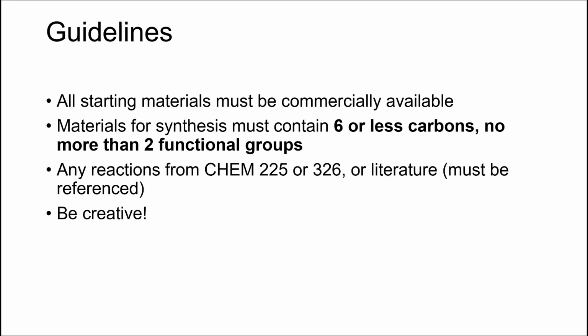The materials that you use for your synthesis must have 6 or less carbons and can contain no more than 2 functional groups. For example, if you wanted to start with phenol, you can start with phenol because it has a 6-membered benzene ring, which is a functional group in and of itself, and there's also the alcohol group there. But you can't start with a molecule that has 2 functional groups on them.